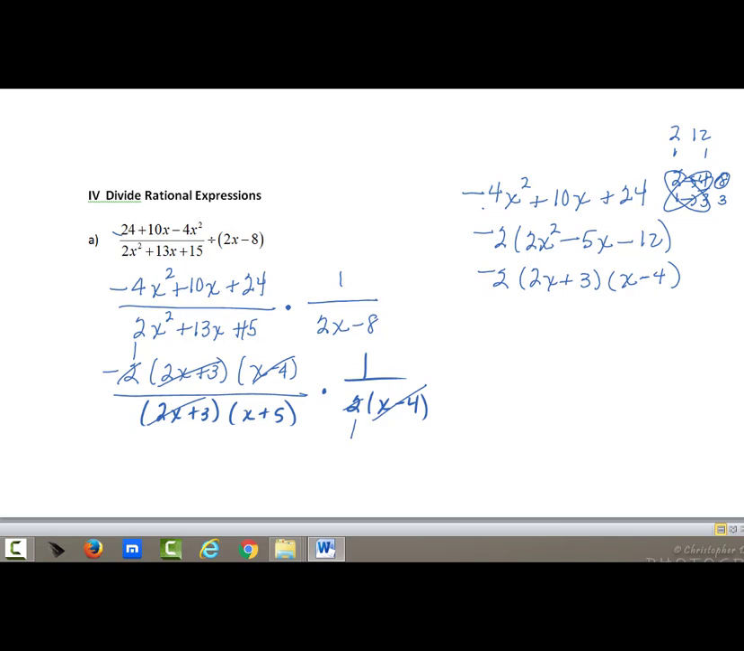And so my final answer, I'm just going to multiply across what's left. In the numerator, I just have a negative 1. And in the denominator, I have an x plus 5.